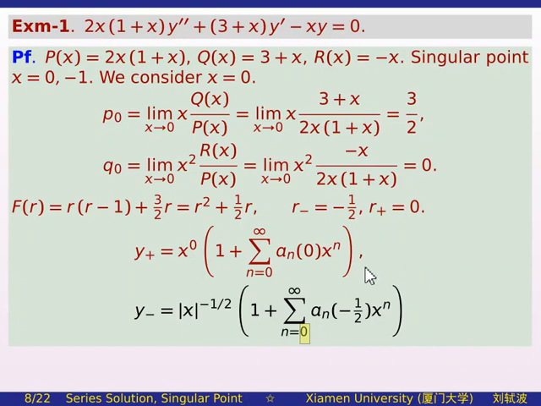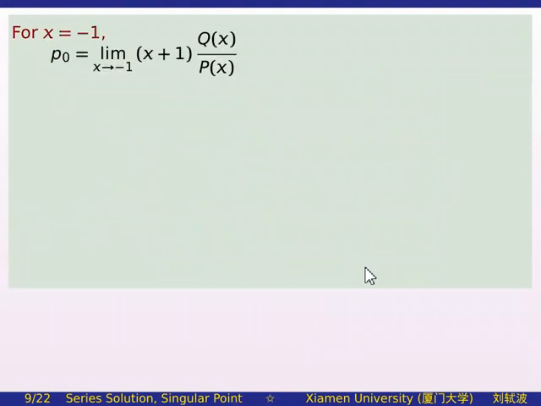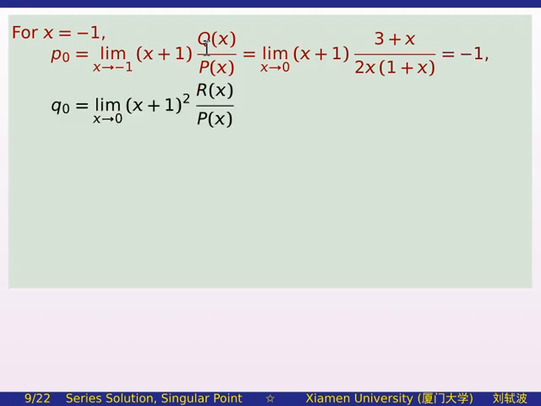Okay, another singularity is x equal to minus 1. For x equal to minus 1, we perform the same argument. Firstly, we determine the coefficient p0. So you should evaluate this limit, as x goes to the singularity, x minus (minus 1), that is x plus 1, multiplied by this, and this can be easily computed. That is minus 1. And for q0, that is this limit. Substituting our capital R and capital P inside, we lead to this limit, and this limit can also be easily computed. That is 0.